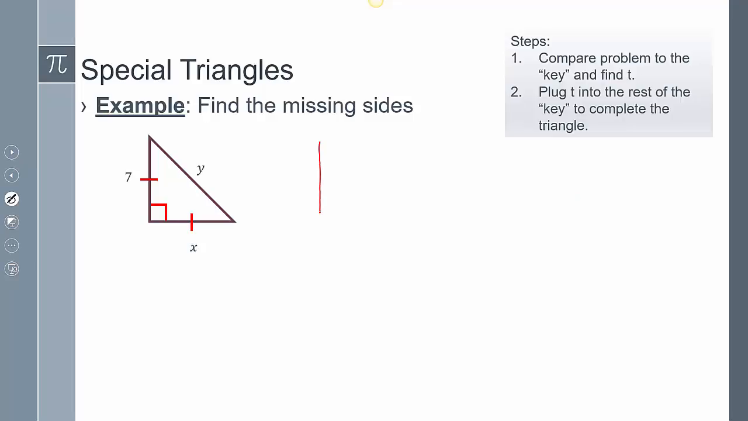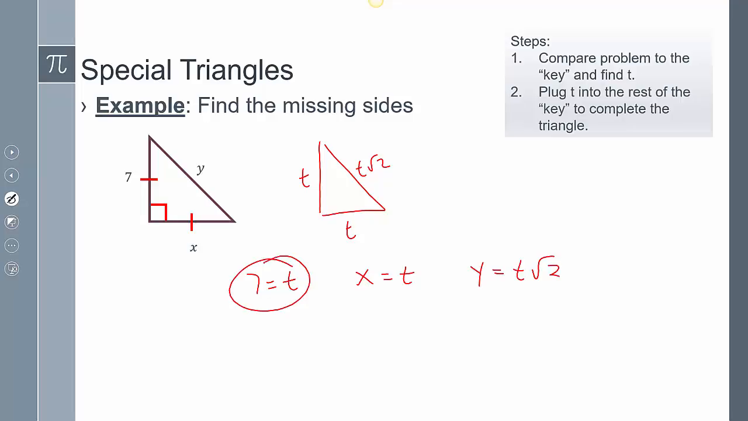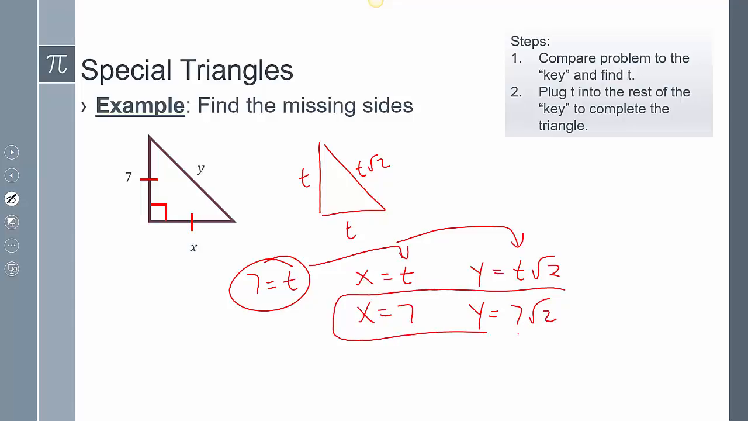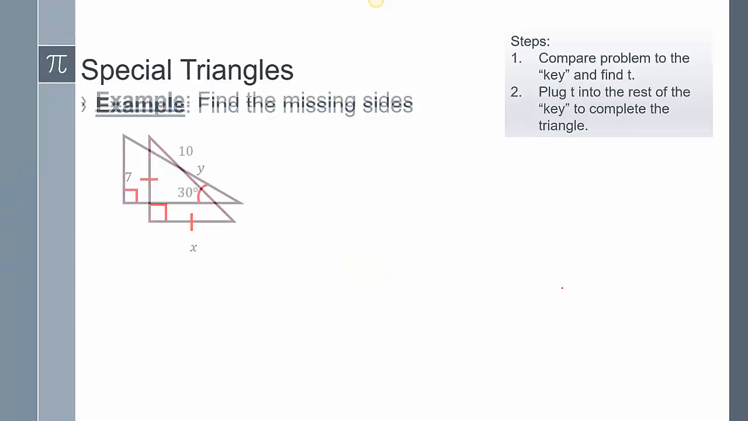Well, my special right triangle, we know 45, 45, 90, this is t, this is t, this is t root 2. I can set these equal to each other. So I can say 7 equals t, x equals t, and y equals t root 2. Well, because I said 7 equals t, I can plug in t for those other values, so I can say x is 7 and y is going to be 7 root 2, which is going to be my answer.